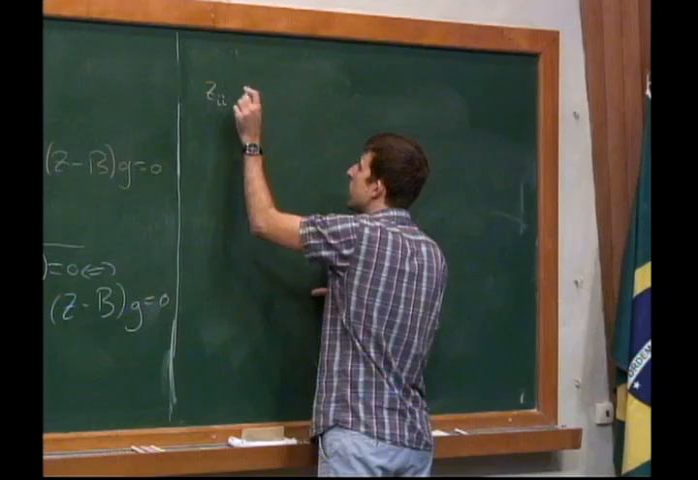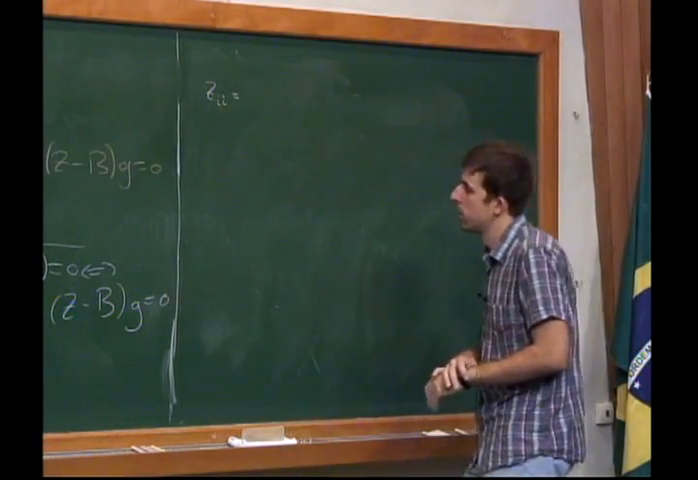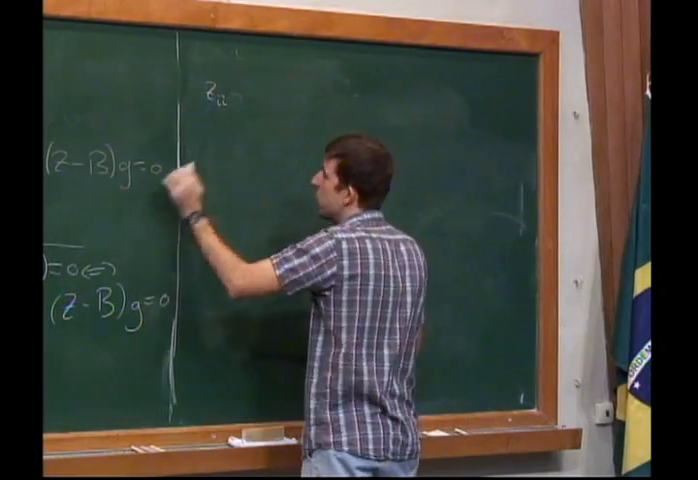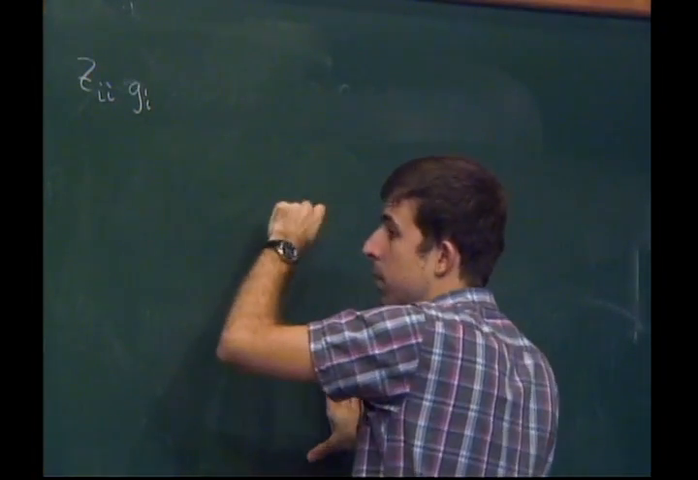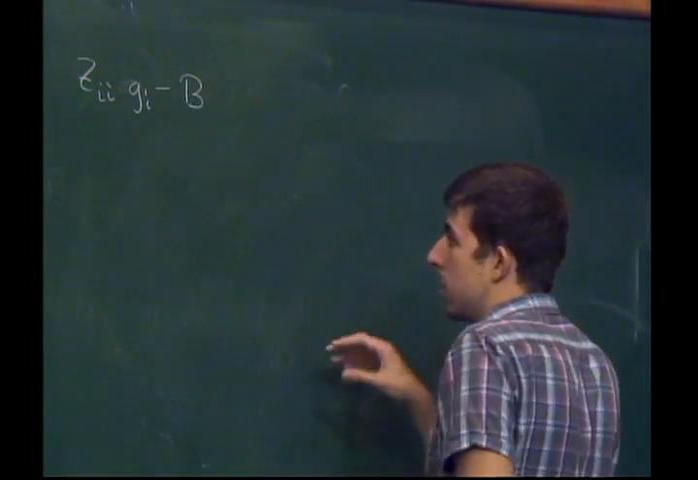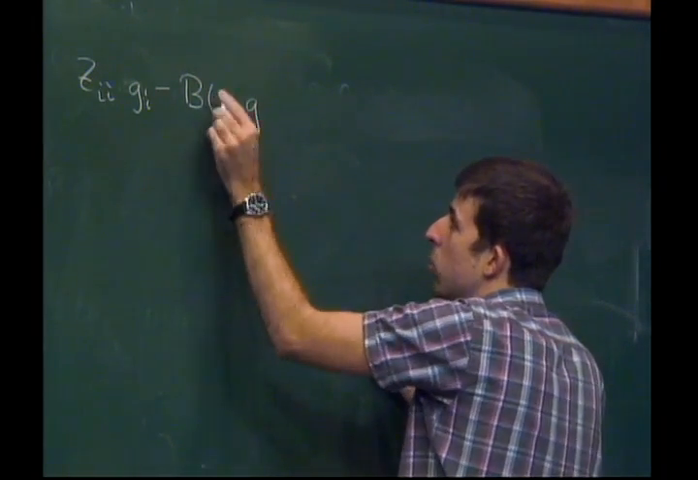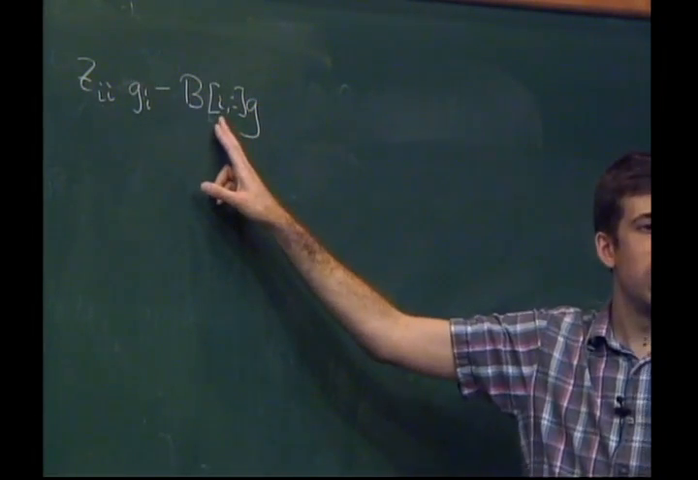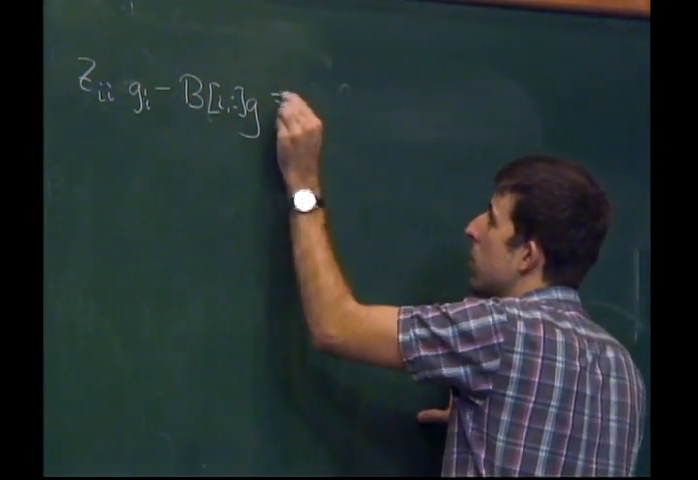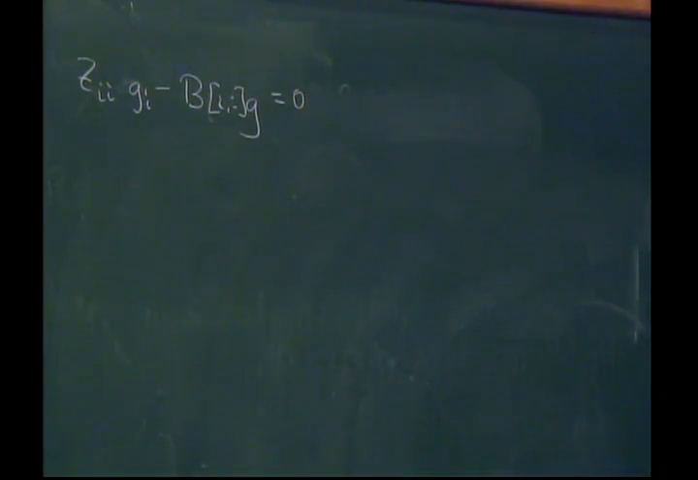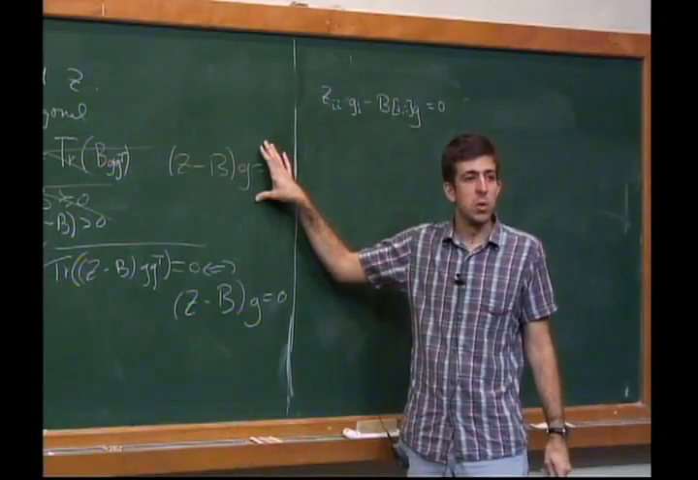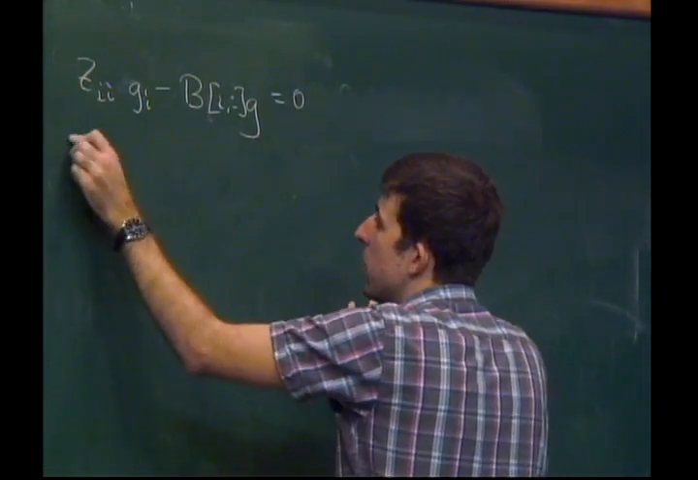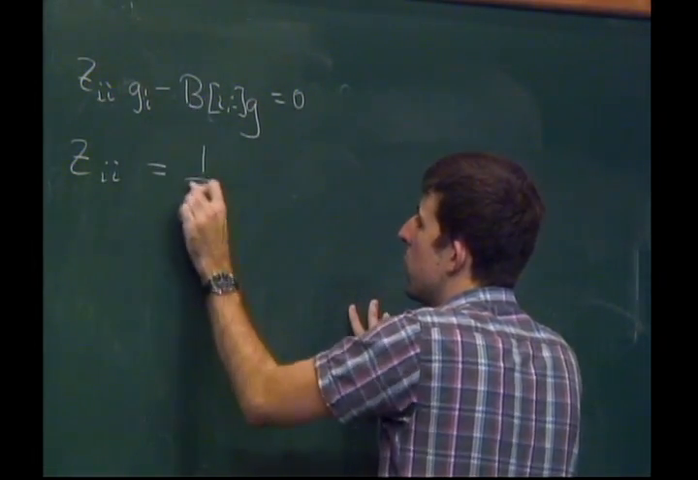So Z_ii should be equal to what? Should be such that Z_ii times g_i minus the ith row, so let me use MATLAB notation. Okay, it's clear what I mean here, I just mean the ith row, of B times g needs to be 0. I'm just making this equation whole. Okay, so let's think about this a little bit. So Z_ii is essentially equal to 1 over g_i.